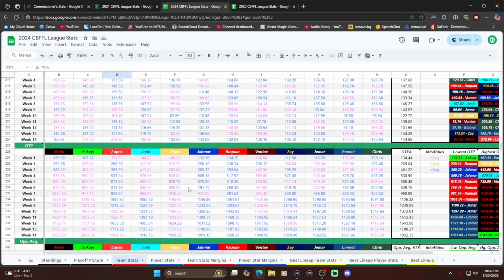So if you're blue, that means your opponents really weren't putting up points on you like that throughout most of the season. As you can see, Jamar wasn't getting a lot of points dropped on him. Raekwon, Jamar again, Emmett, Zay, Josh. It was really split down the line.